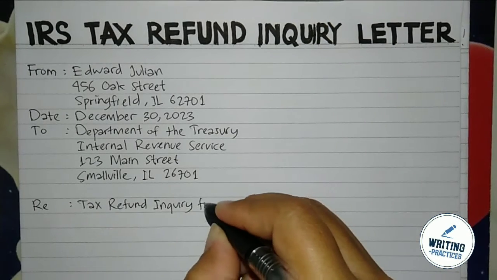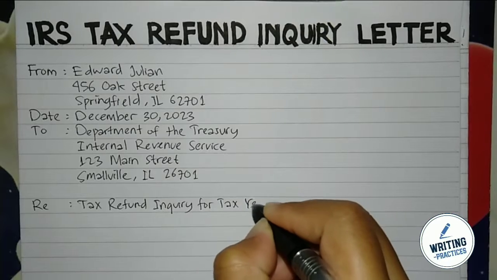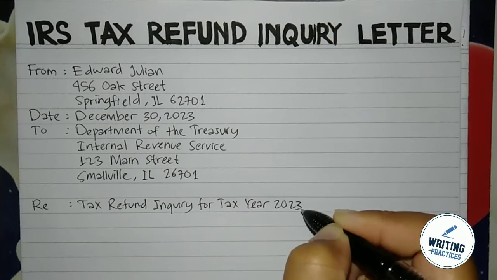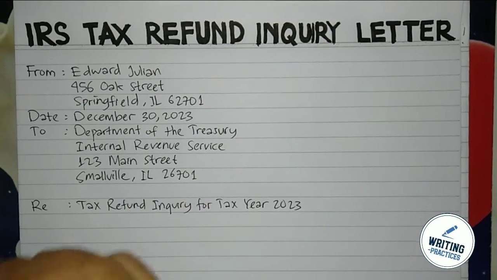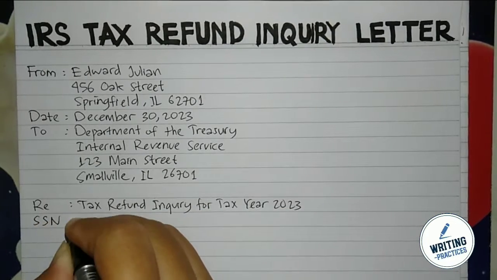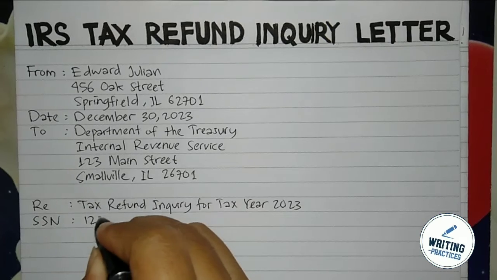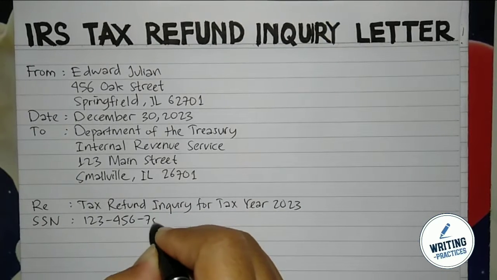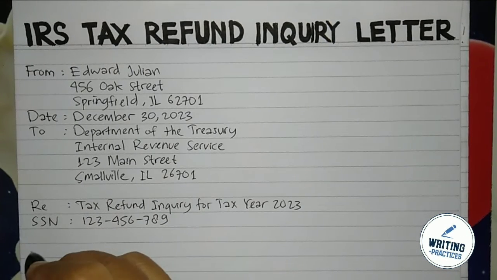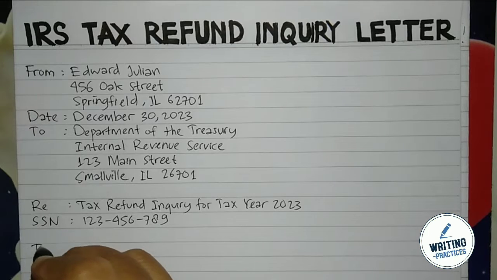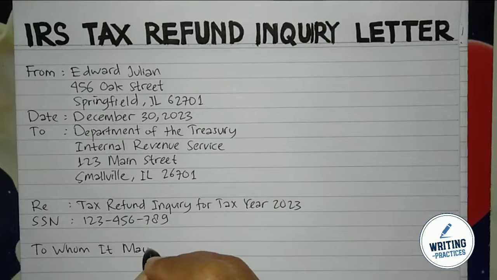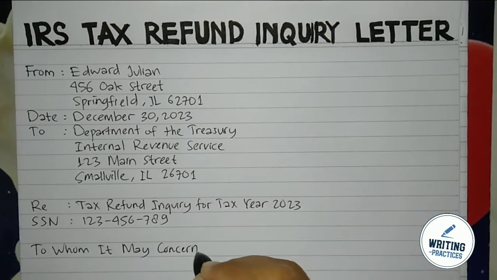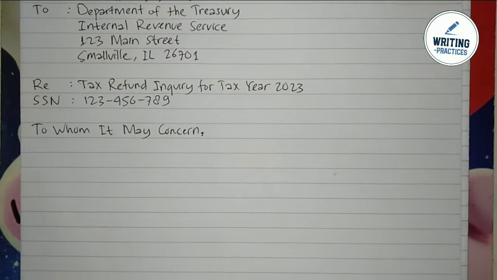And you can also add reference or subject of the letter. This is optional. In case you include it, you can write tax refund inquiry for tax year, and write what year. Under it, you can also write your SSN or Social Security number. After writing all this information, now you can open the letter with a salutation. Simply write, to whom it may concern, since you have no idea about the name of the recipient.